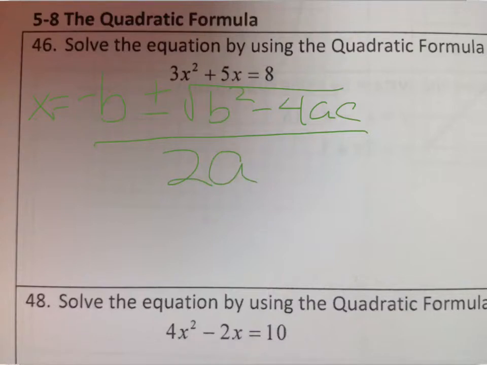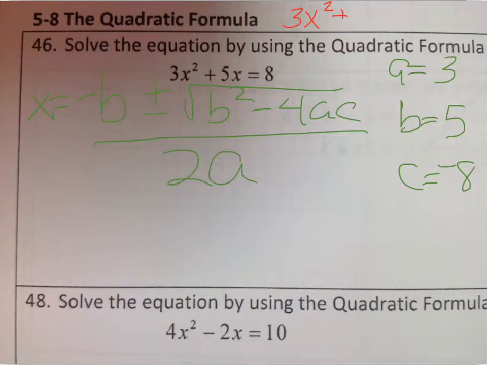Write that down. And I'm going to go ahead and fill in our a, b, and c values right now. So I have a equals 3, b equals 5, and c equals negative 8. The reason it's negative 8 is because I subtracted this 8 over. I'm going to write it up here, 3x squared plus 5x minus 8 equals 0. You want it equal to 0 when you're doing the quadratic formula. So I put this 8 on the other side.